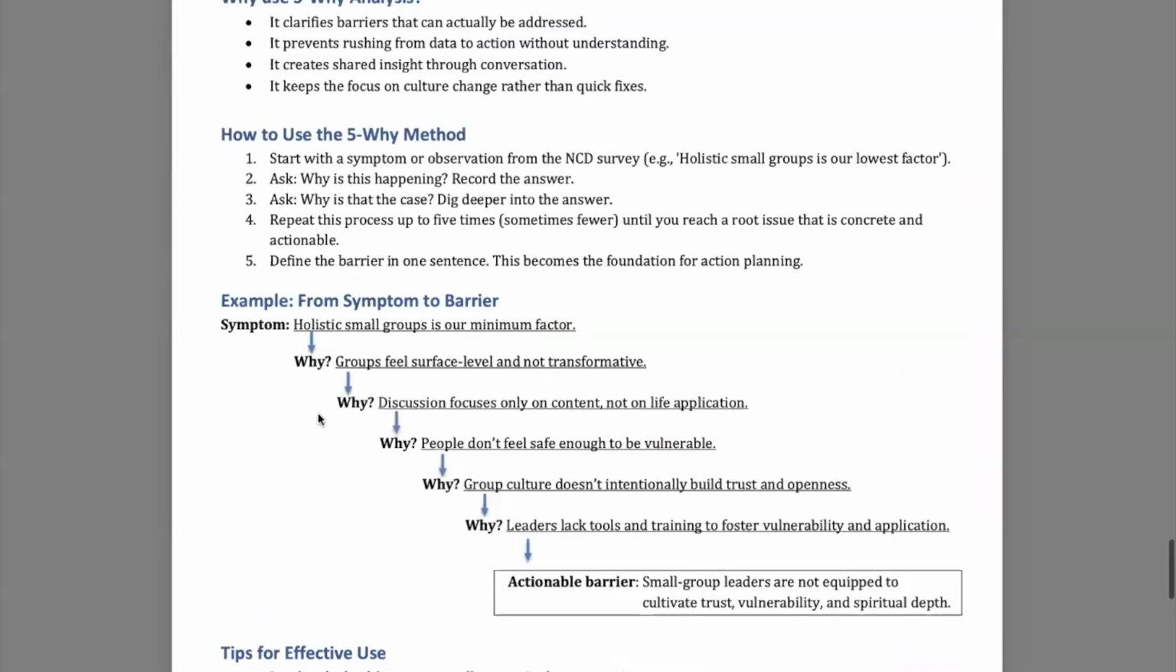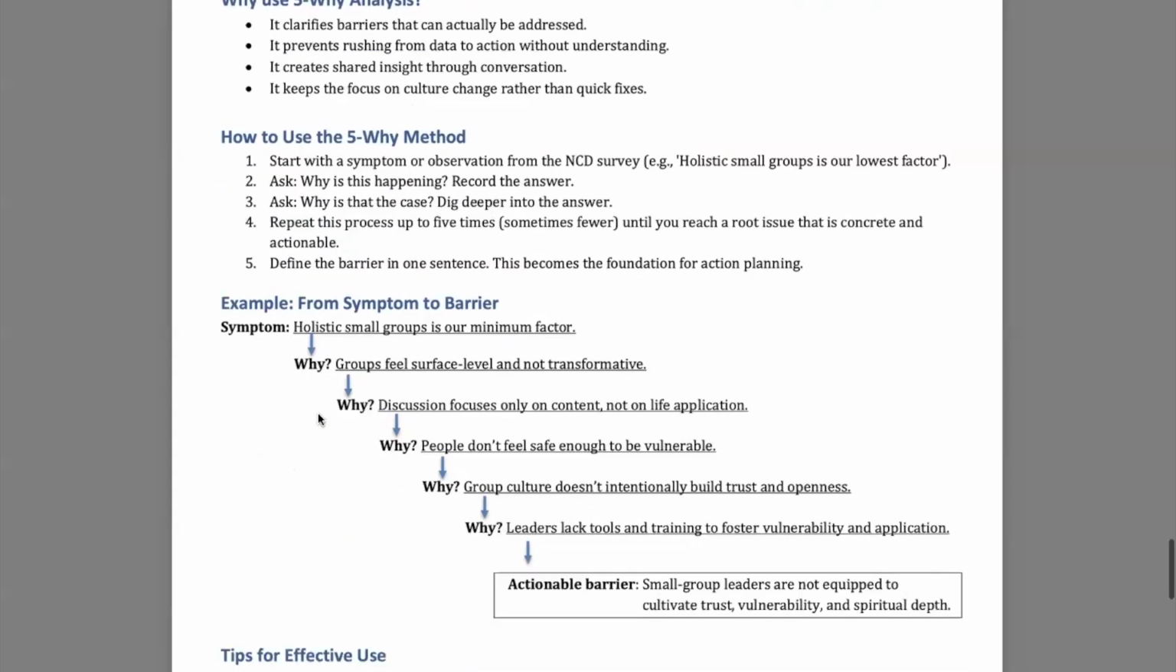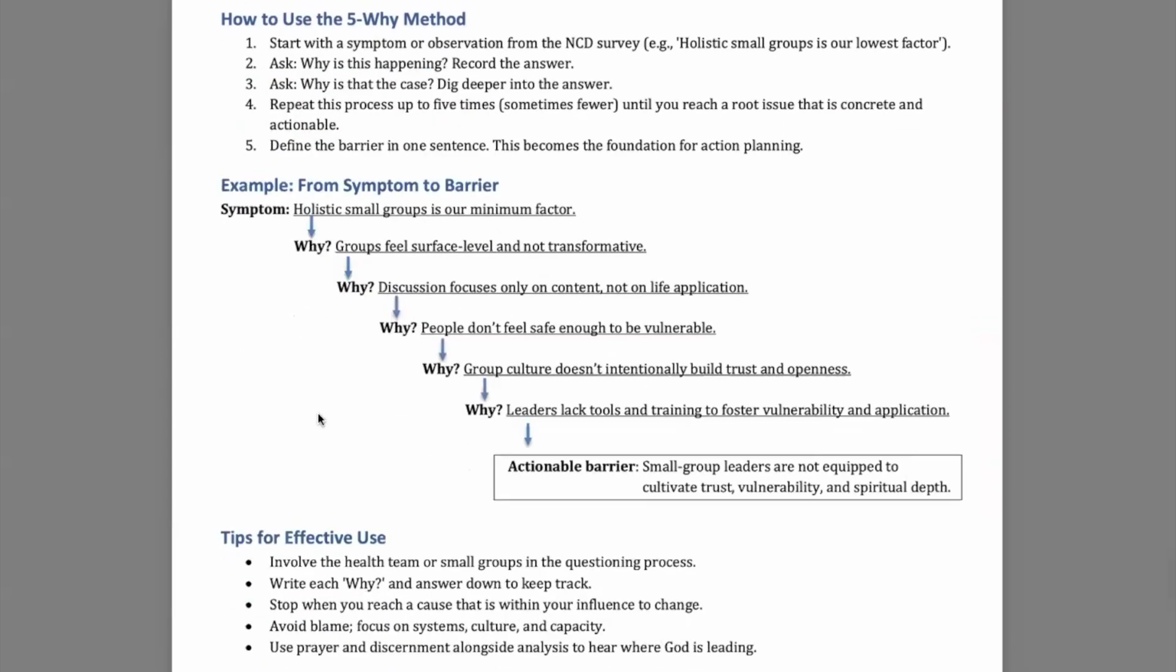Let's talk about 5 why analysis for a minute. The 5 why method is a really simple but very powerful tool to dig beneath the surface and identify the real barriers, ones that are actionable. The idea is that we ask a series of why questions to get from a symptom to something that we can really act on. In this example, holistic small groups is the minimum factor identified through the NCD Church Survey.